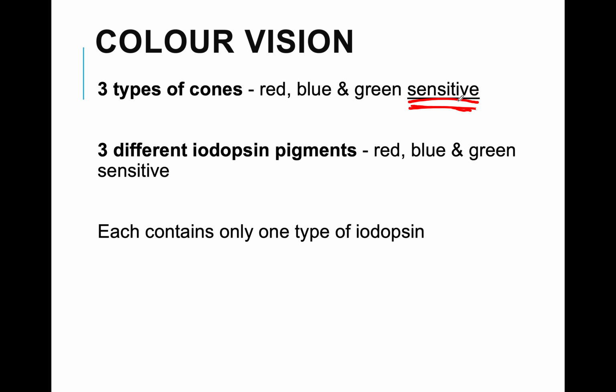Each one of those types of cone cell contain one of the three different iodopsin pigments. So red sensitive cones, understandably, contain red sensitive iodopsin. Blue sensitive contain blue sensitive iodopsin. Green sensitive contain green sensitive iodopsin. Okay, so there is only one type of iodopsin within each type of cone cell.